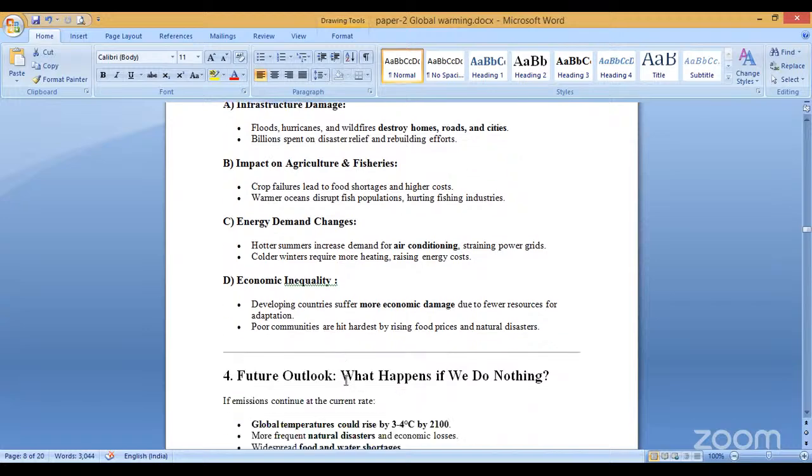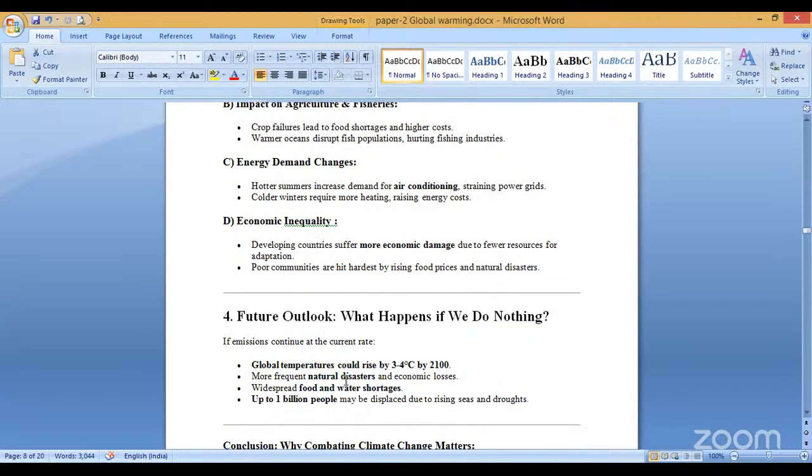The economic inequality: developing countries suffer more economic damage due to fewer resources for adaptation. Poor communities are hit hardest by rising food prices and natural disasters.